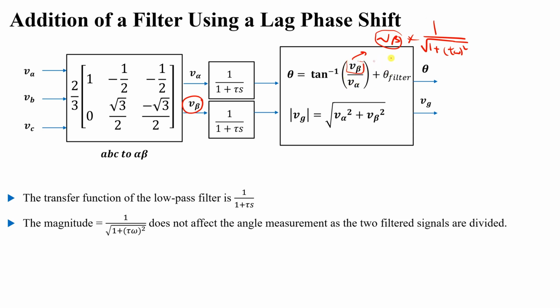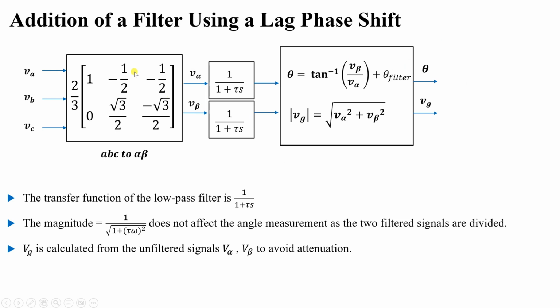Now divide it by the filtered signal, which is V alpha original, multiplied by 1 over root 1 plus tau omega square. So what you will find here is that you can take this with this. So this ratio, V beta filtered divided by V alpha filtered, is exactly similar to V beta before filtering and V alpha before filtering. Why? Because you will see that this factor will be removed from these two sides. Okay, so it doesn't matter if you divide the two filtered or unfiltered signals, it will be the same.